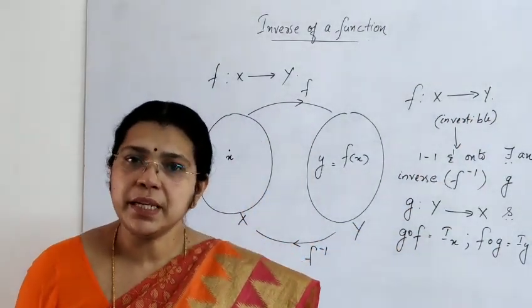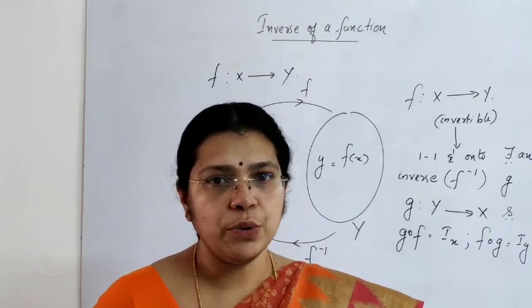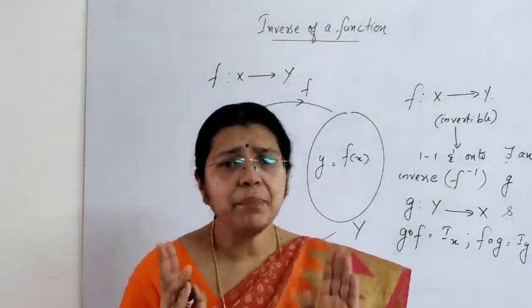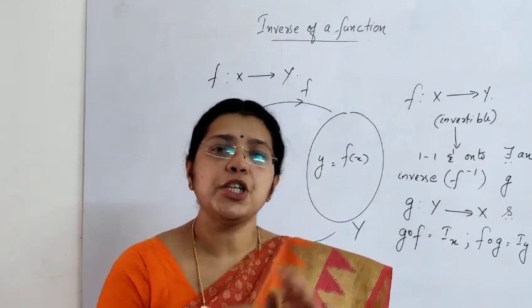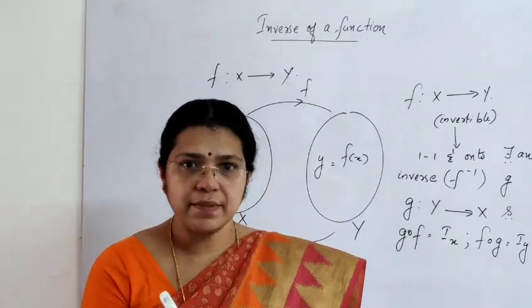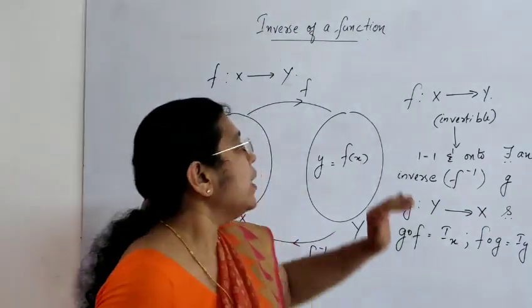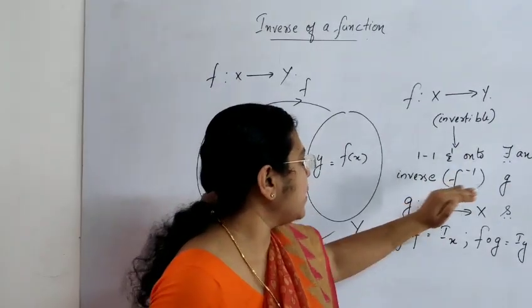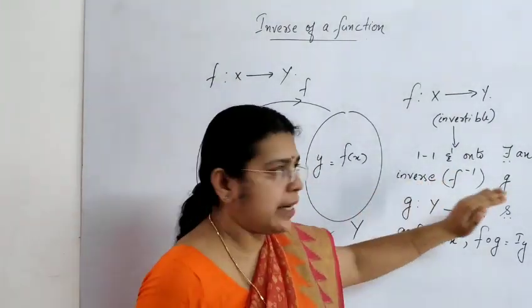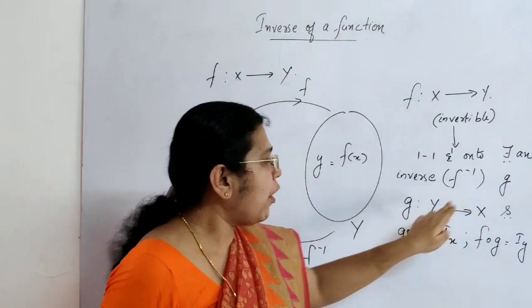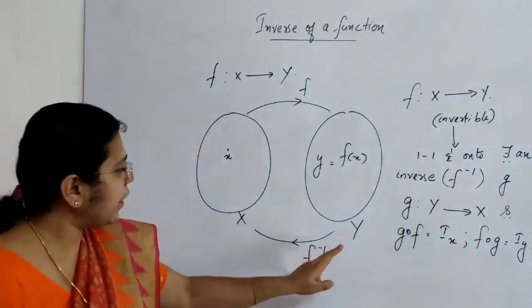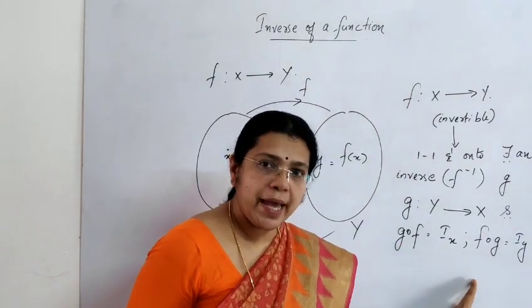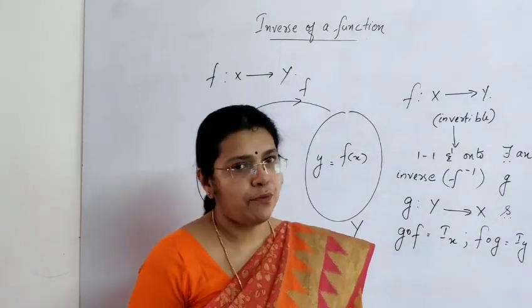What do you mean by invertible? It is one-one and onto. So whenever you are asked to check whether the function is invertible, you need to check whether the function is one-one and onto, or surjective. Okay, so f is an invertible function such that there exists an inverse g from Y to X, such that g∘f gives you x and f∘g gives you y.